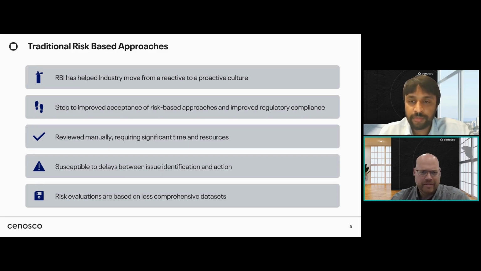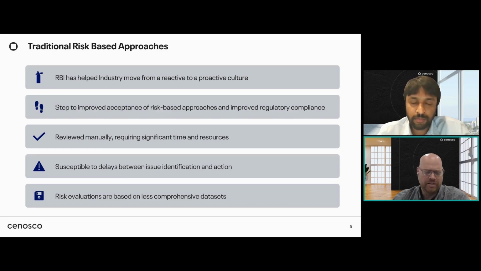And the second thing that I'd like to bring up, the benefit of adopting these risk-based approaches, is that it's been a step to improved acceptance of risk-based approaches by regulators. It's improved regulatory compliance. I think the recognition that we can achieve lower risk or better risk profiles in a number of different ways, and the fact that we've been able to communicate that to regulators and regulators have accepted it, is definitely an asset for industry.